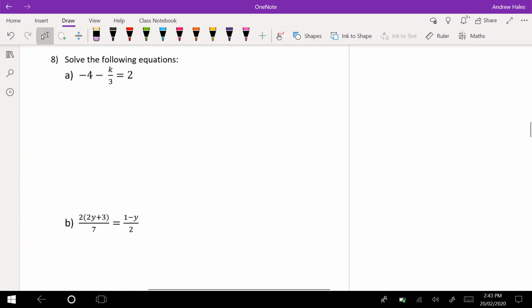Solve the following equations. Just trying to solve some basic linear equations. All right, that 4 goes to the other side. We've got negative k over 3 equals 6. Negative 4 means plus 4, so you get 6. Times by 3, so negative k equals 18. Therefore, k equals negative 18. Easy enough.